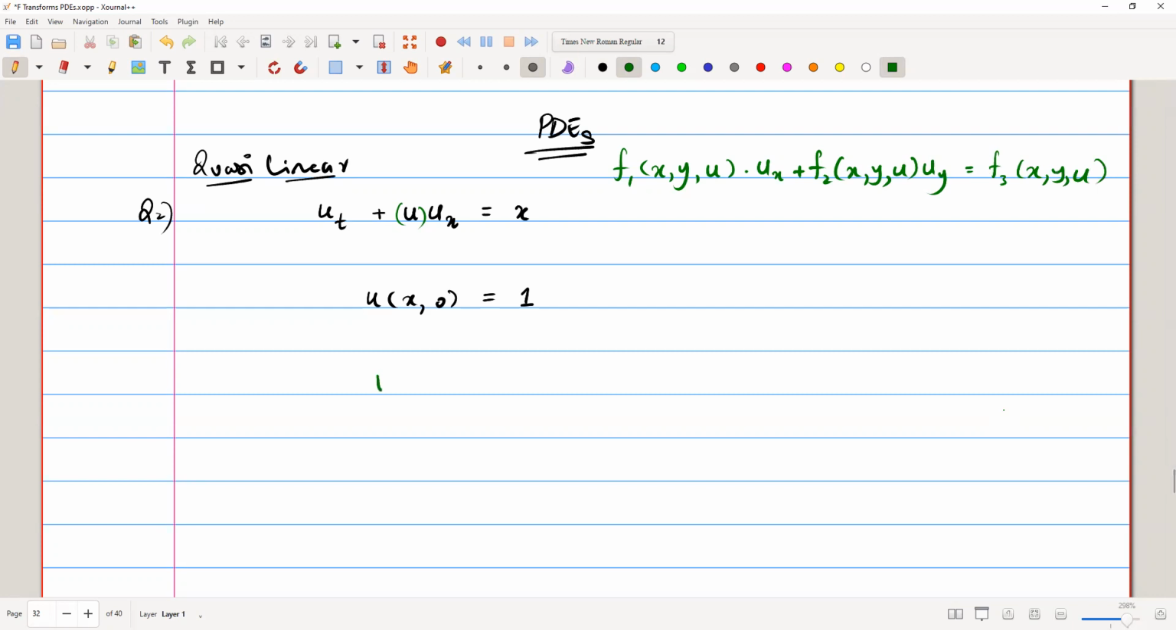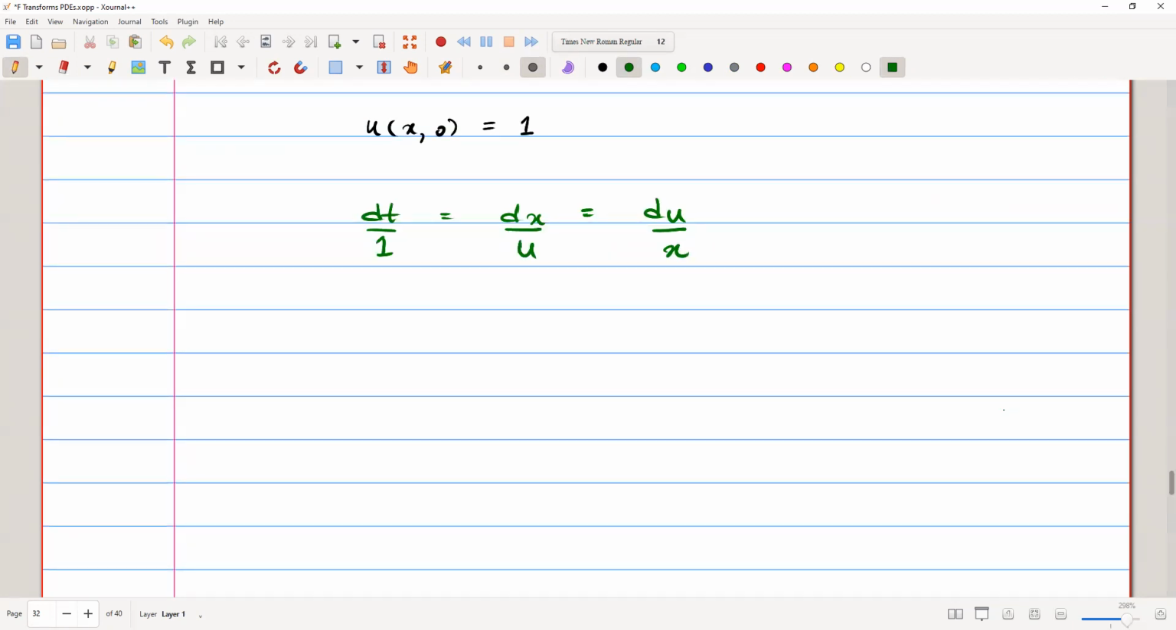Now to construct the Lagrange form, we can write this as dt over 1, that is the coefficient of ut is 1, equals dx over u, that is equals to du over x. Now this is the Lagrange form for this problem, and we can see that we have some pair from here. We can see here and here. These make the separable equations.